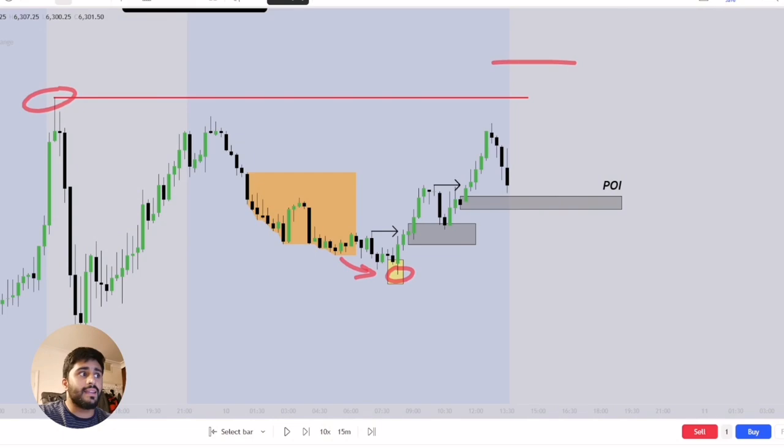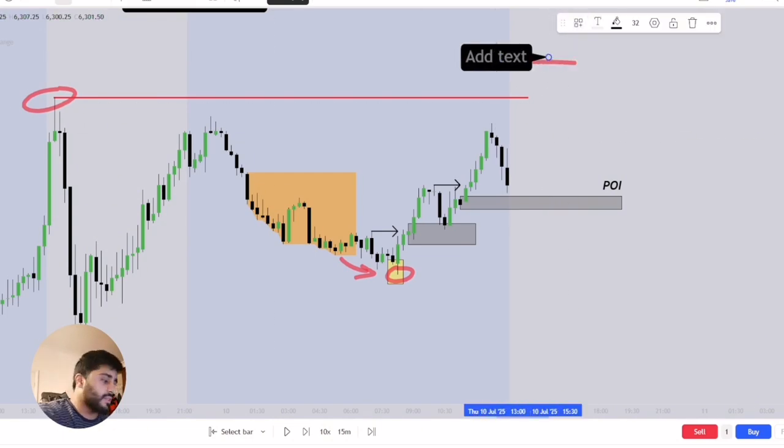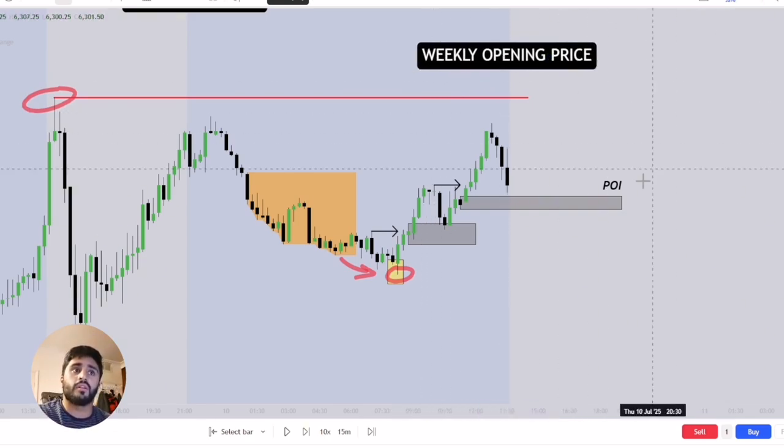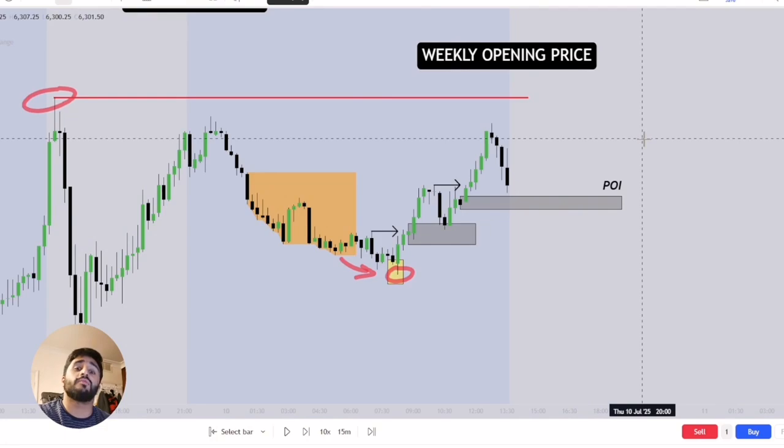So that is the weekly opening price. I'm just going to label that. So weekly opening price. And so when you have the weekly opening price, you want to use it as a potential guide for the markets, right? So we have the previous day high and we have the weekly opening price. That is what we're looking for.